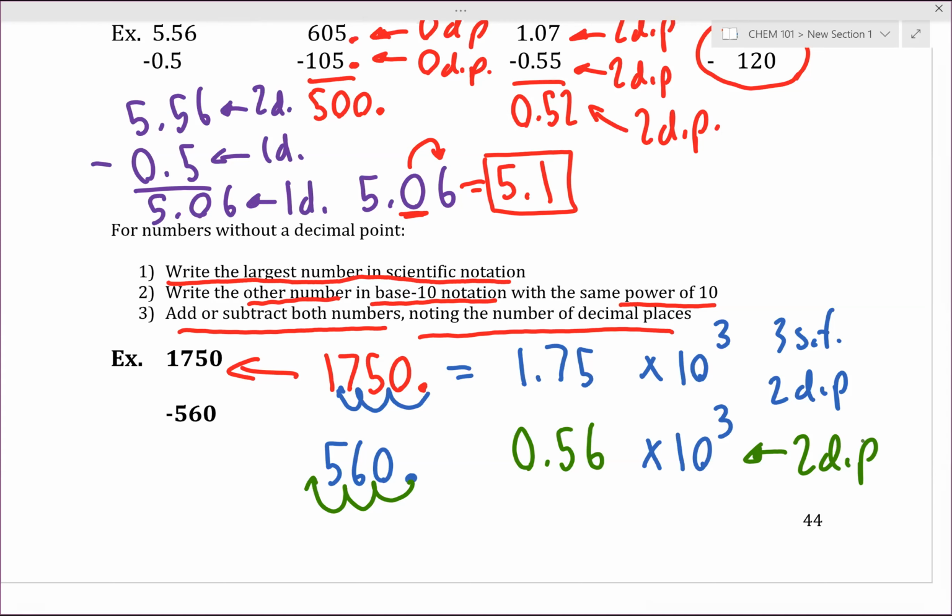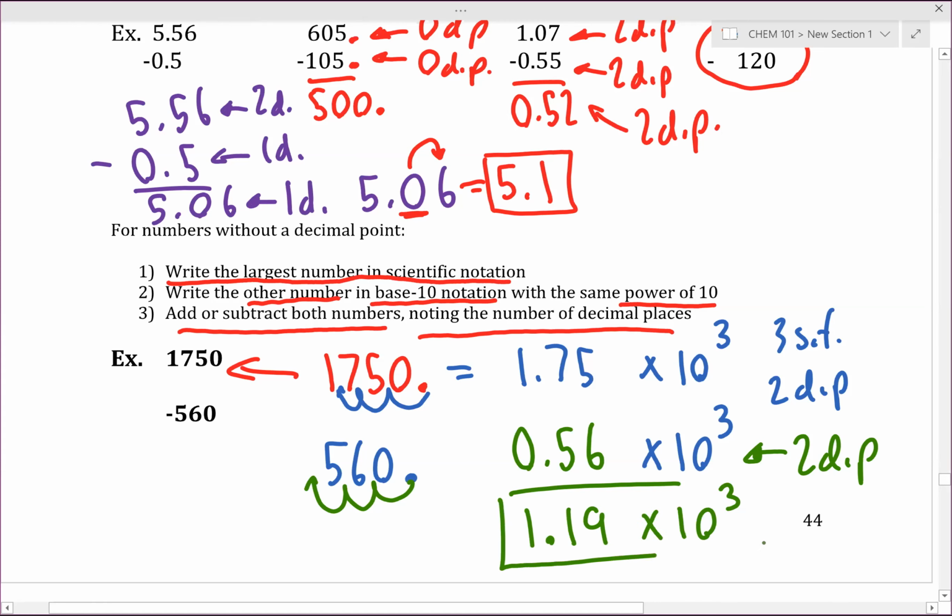Now we're just adding and subtracting two very simple numbers, right? Have we done this exact calculation before or something very similar? Have we added or subtracted numbers that look a little bit like this before? Yep. So all we have to do is punch it into our calculator. So we take 1.75 minus 0.56, and that gives us 1.19.